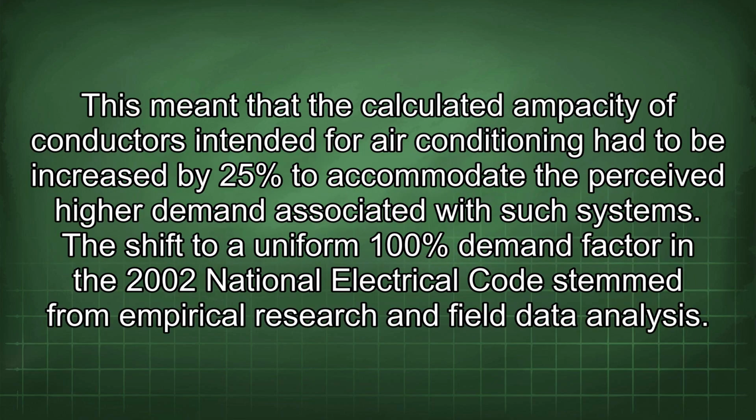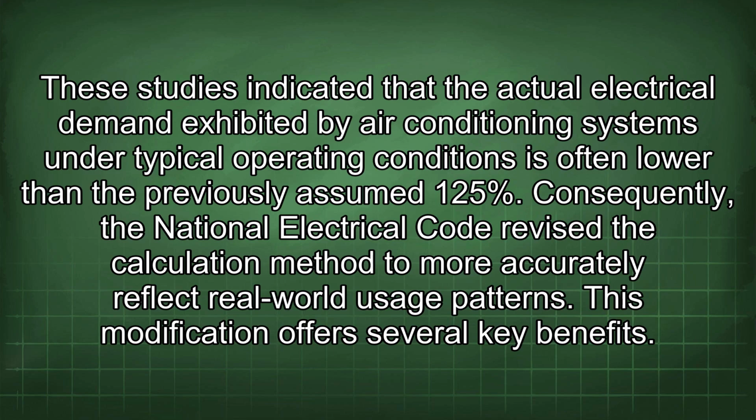This meant that the calculated ampacity of conductors intended for air conditioning had to be increased by 25% to accommodate the perceived higher demand associated with such systems. The shift to a uniform 100% demand factor in the 2002 National Electrical Code stemmed from empirical research and field data analysis. These studies indicated that the actual electrical demand exhibited by air conditioning systems under typical operating conditions is often lower than the previously assumed 125%. Consequently, the National Electrical Code revised the calculation method to more accurately reflect real-world usage patterns.